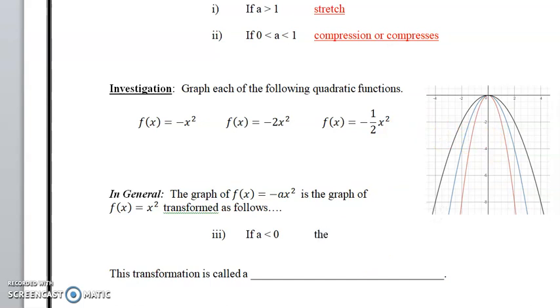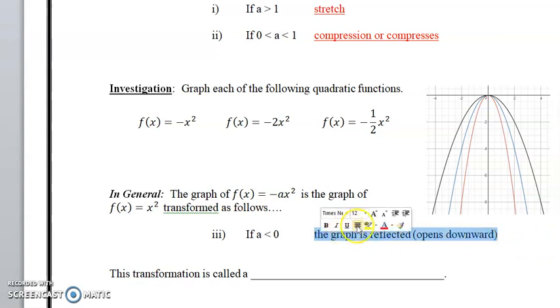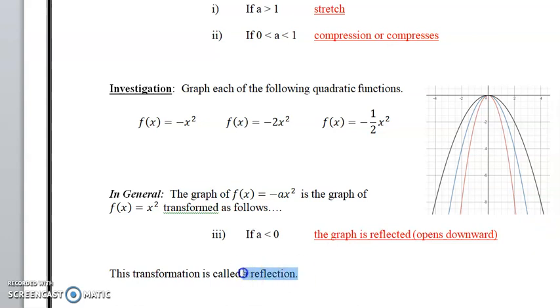This says the graph is reflected, and we say this opens downward. So the graph is reflected and it opens downward. You can put that on your line there. And this is called reflection. This transformation is called reflection. If there's no questions, we'll move forward.